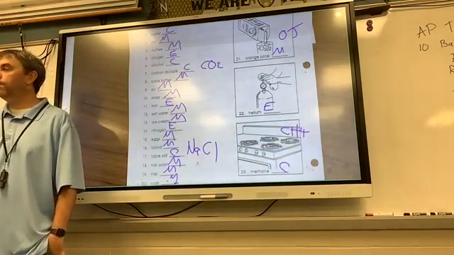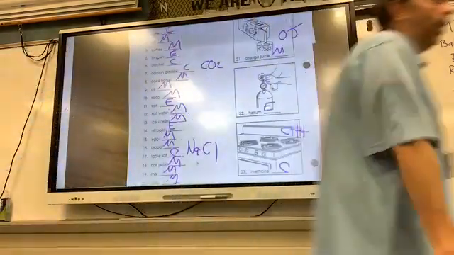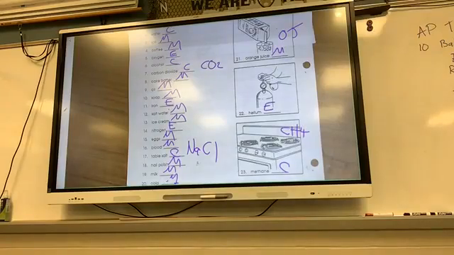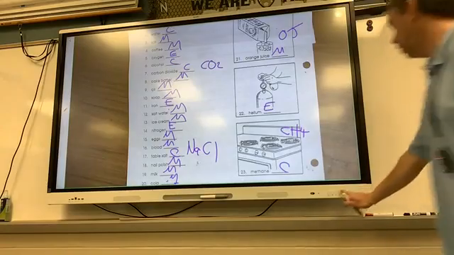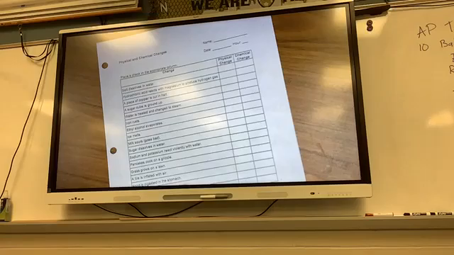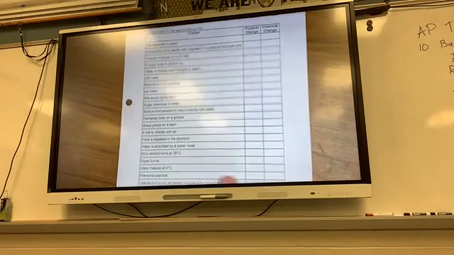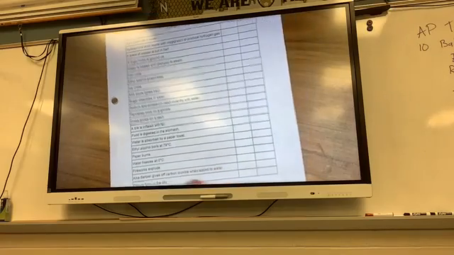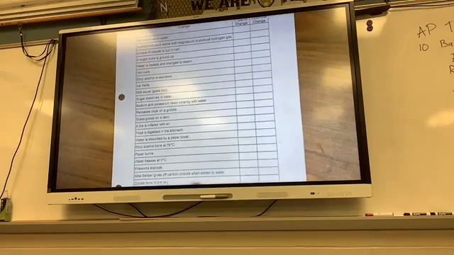Cool? Let's look at the front of the other one before we get to today's activity. That says physical and chemical changes. We're going to save the back of the other one for a little bit later. We're trying to get ready for our lab on Friday.